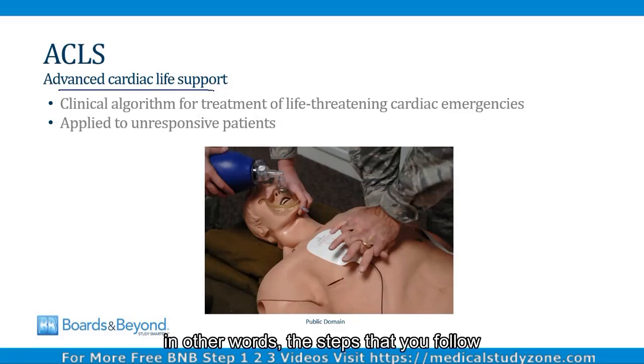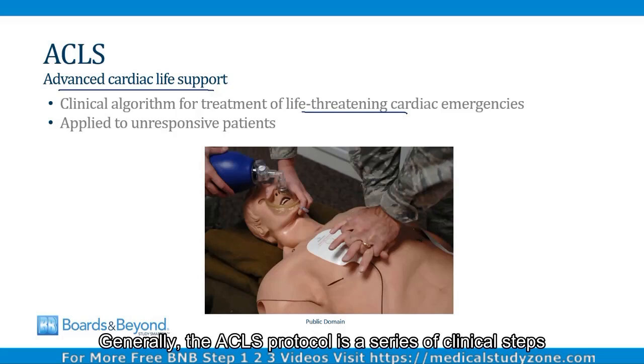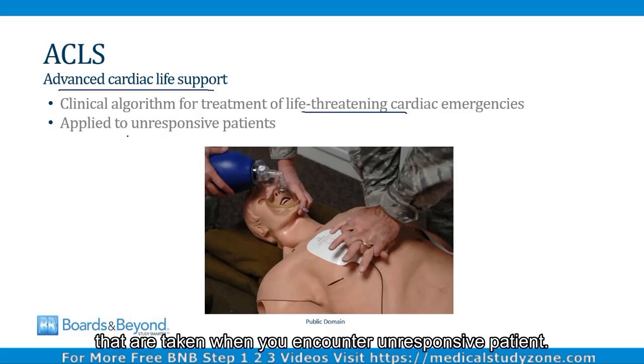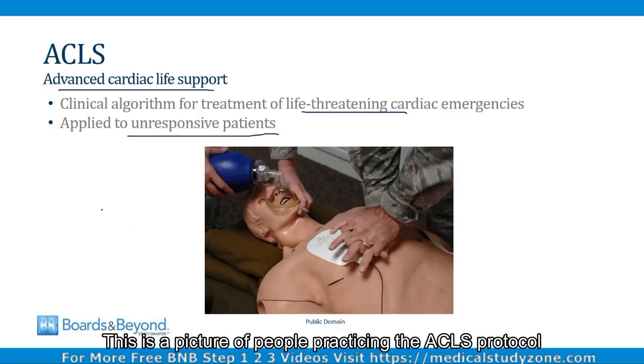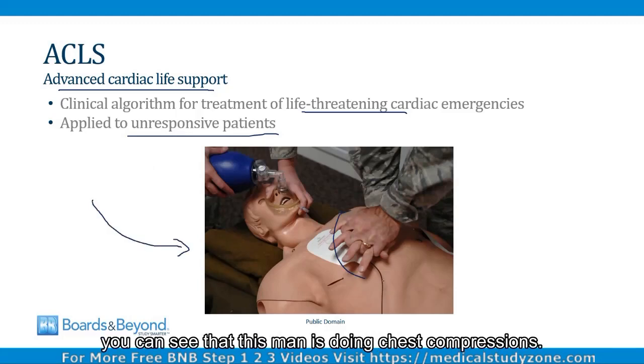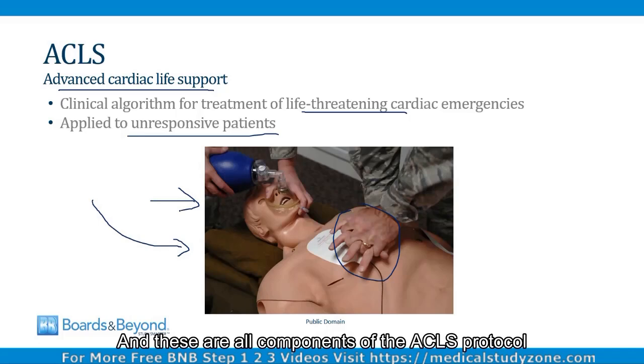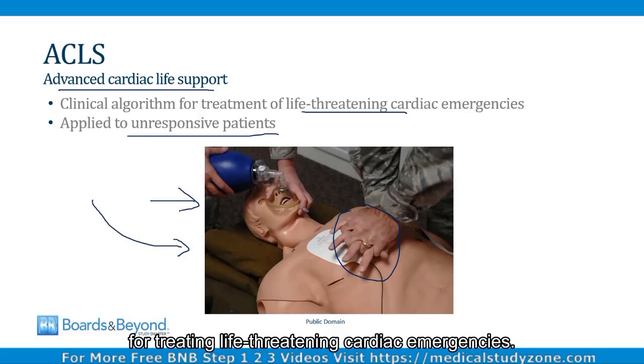ACLS stands for Advanced Cardiac Life Support, and this is the algorithm, in other words, the steps that you follow when you are treating someone who has a life-threatening cardiac emergency like cardiac arrest. Generally, the ACLS protocol is a series of clinical steps that are taken when you encounter an unresponsive patient. This is a picture of people practicing the ACLS protocol on a dummy here. You can see that this man is doing chest compressions. Someone else is using a bag to ventilate the patient. And these are all components of the ACLS protocol for treating life-threatening cardiac emergencies.